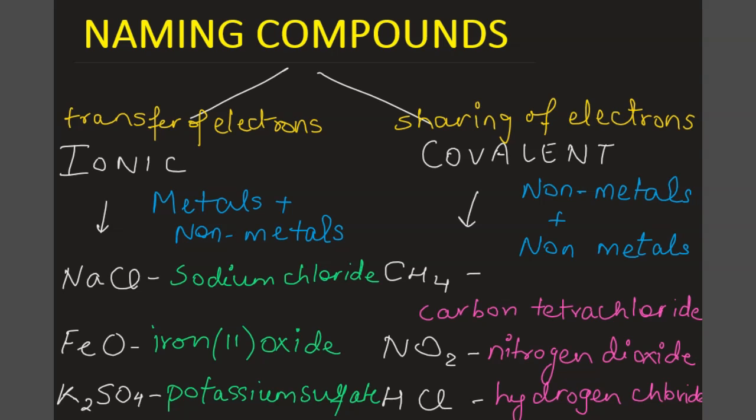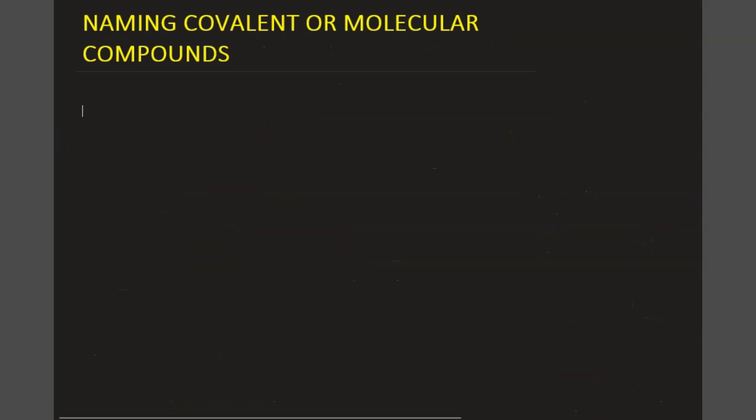Hey guys! In the previous video lessons, we learned how to name ionic compounds. In today's lesson, we will be learning how to name covalent compounds. As we know, covalent compounds are compounds formed between two nonmetals. Let's take up an example of a covalent compound.